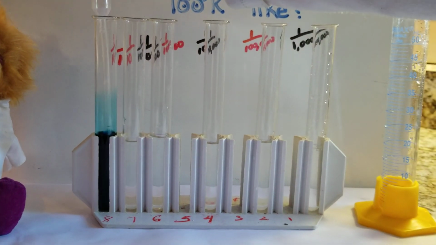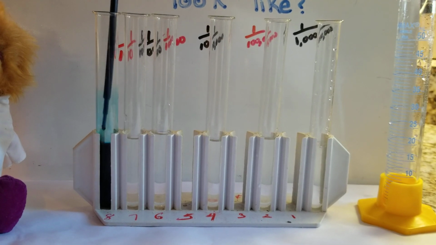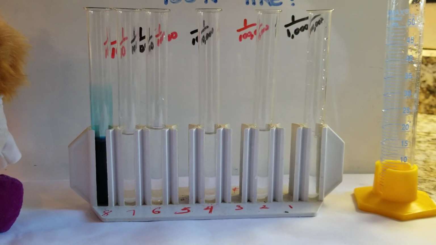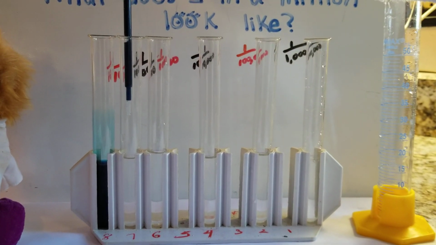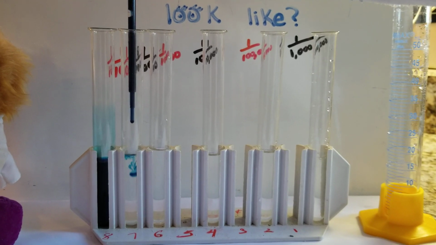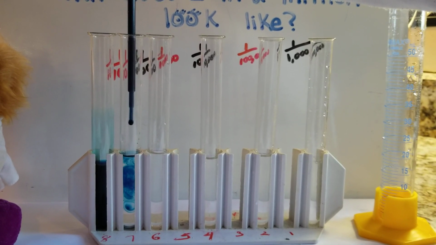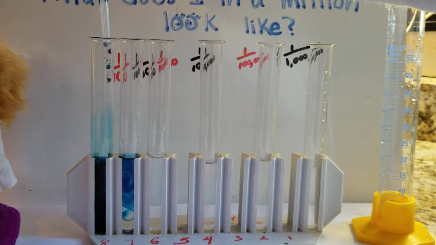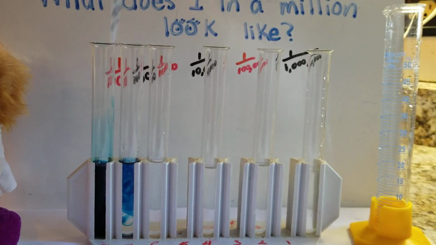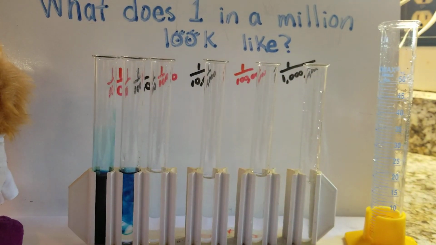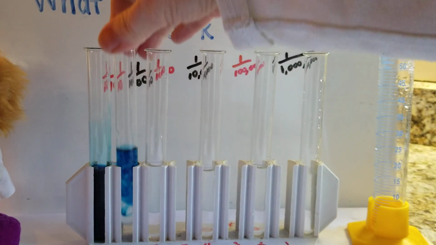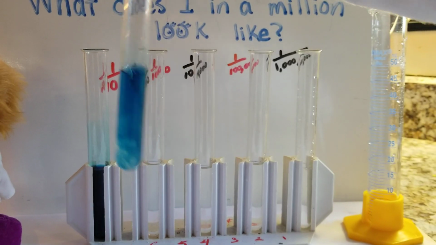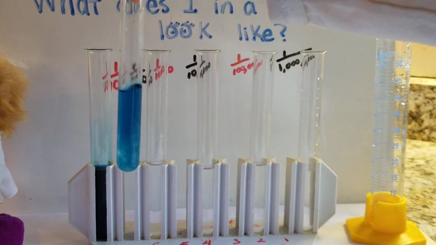And we're going to take a milliliter from here. We have 9 milliliters in here. Okay, we're going to take 1/10 of 1/10. 1/10 of 1/10 is 1 in 100. So we're going to make what 1 in 100 looks like. Put everything back, approximately. Okay, so we're going to mix that up. This is what 1 in 100 looks like, because we took 1/10 of 1/10, and that's 1 in 100.